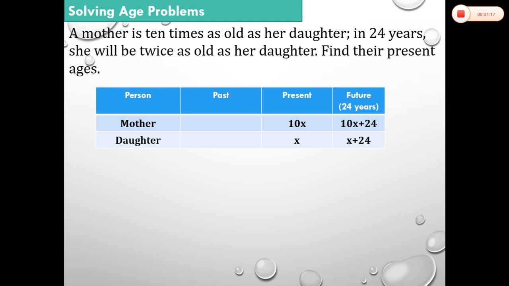So therefore, in 24 years, the daughter will be x plus 24 years old, while her mother is 10x plus 24. Another condition in the problem is that the mother will be twice as old as her daughter. So the equation coming from the problem is 10x plus 24, the mother's age, is equal to 2 times the age of her daughter, x plus 24.